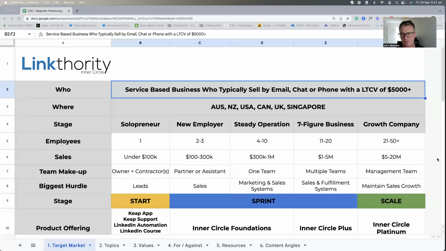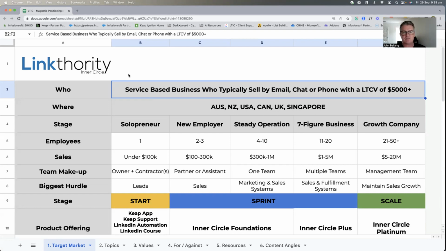So let me share, I mentioned this document, so let me bring it up on screen and share with you what this looks like. This is just to give you an idea of some of the information. So for us, who we serve was traditionally service-based businesses who typically sell by email, chat, or phone, with a long-term client value of $5,000 plus, okay?